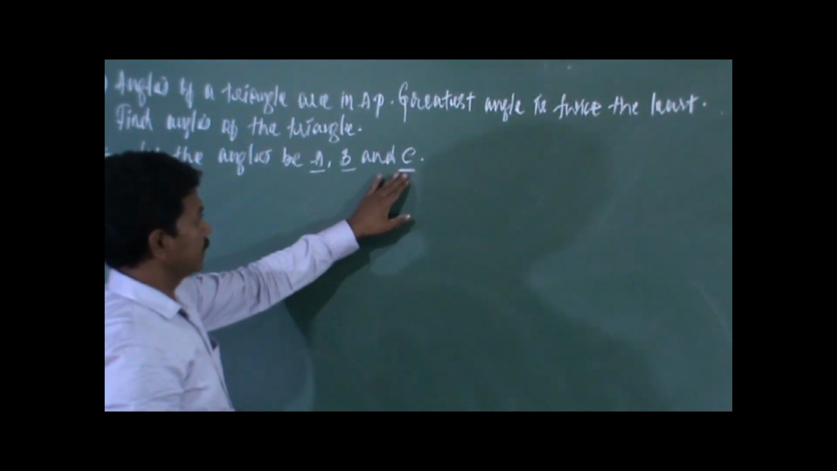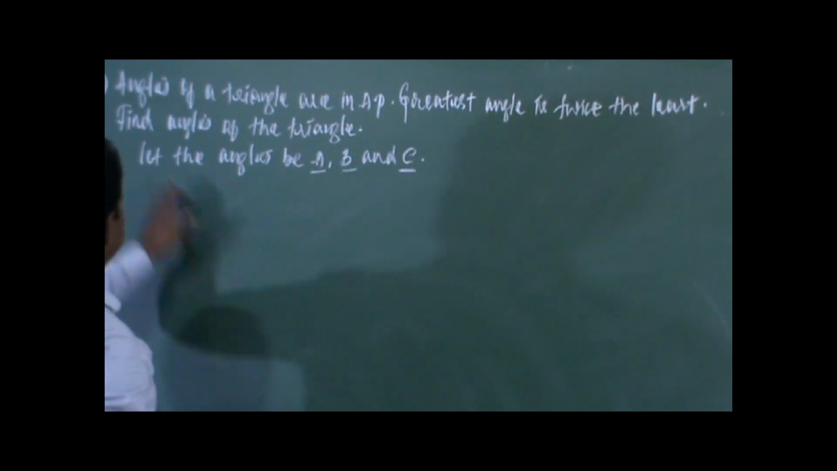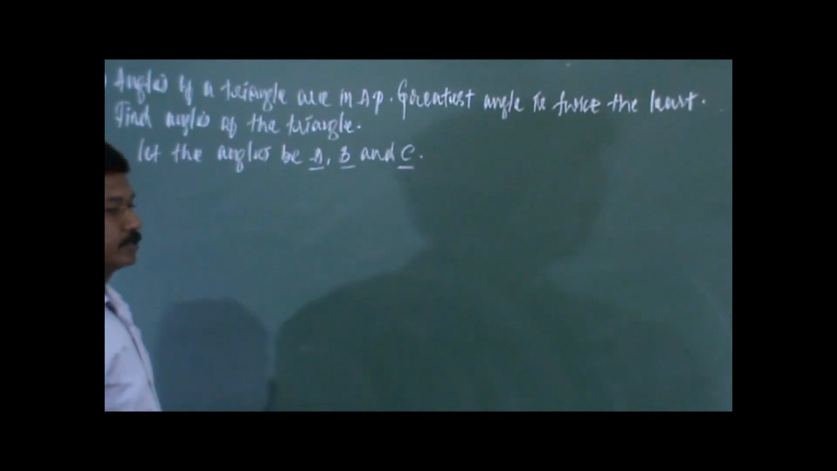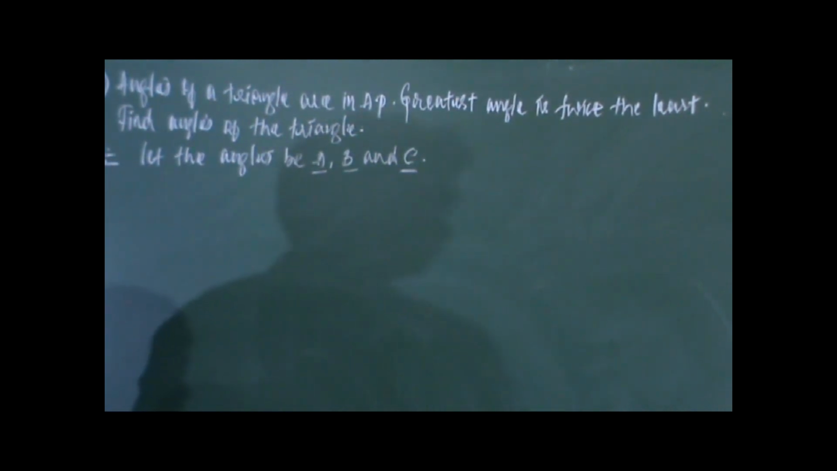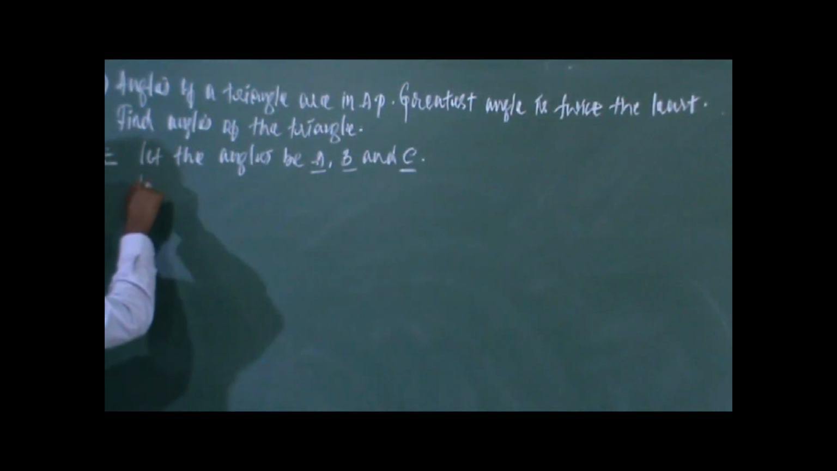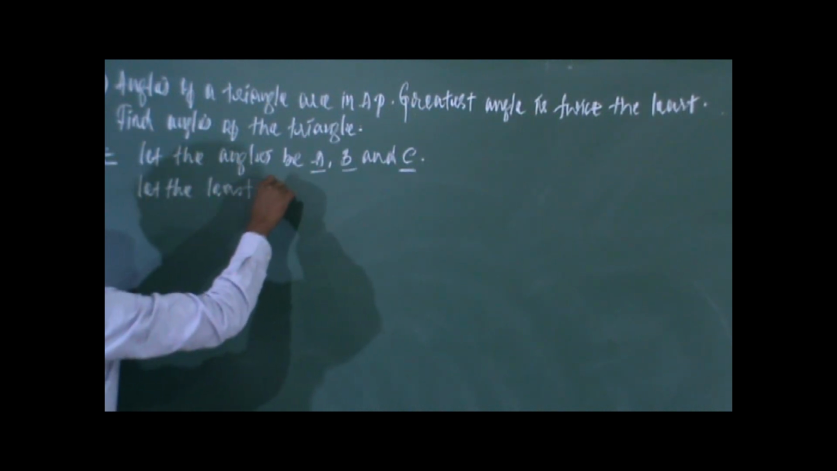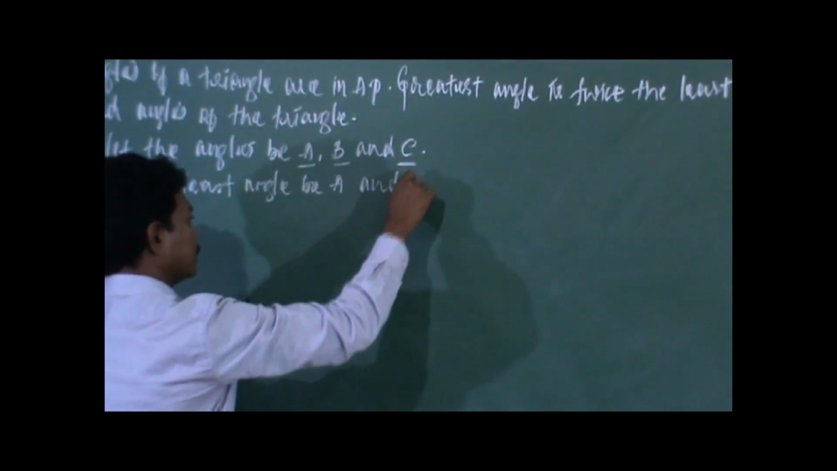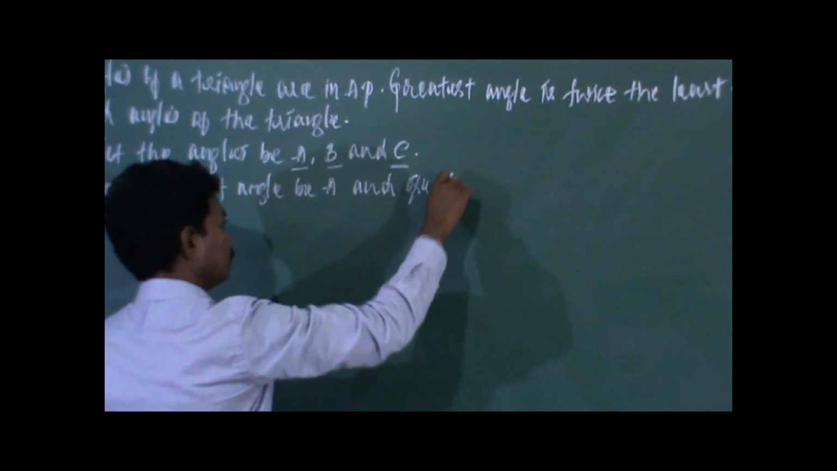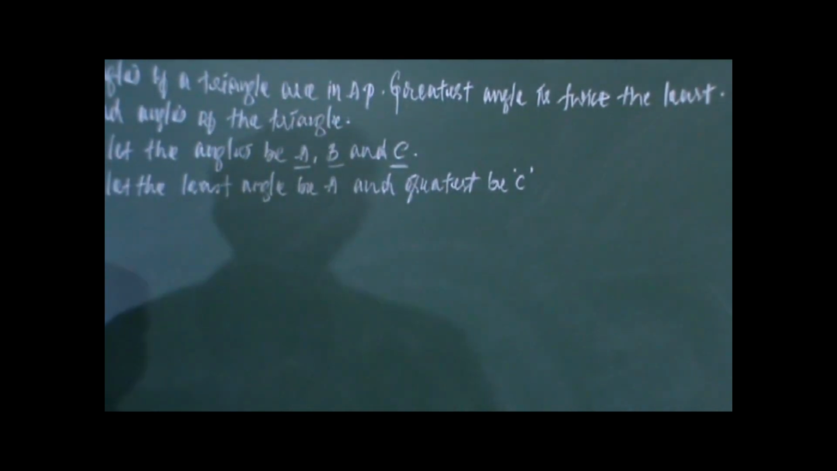So here the greatest angle is twice the least, that is C is equal to 2A. So that means find the angles of the triangle. Therefore you have to find the value of all the three angles, that is A, B and C. Right. So let the least angle be A and the greatest be C. Okay.